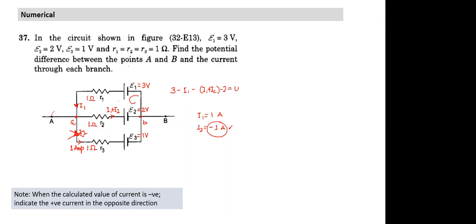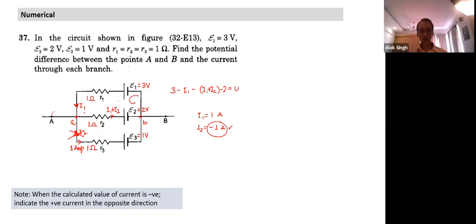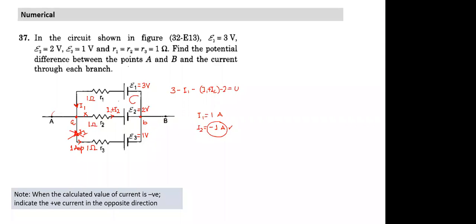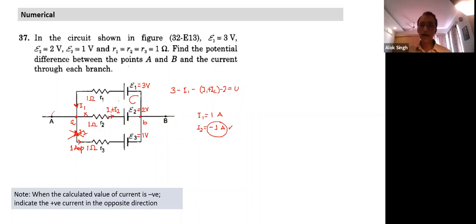It means that there's no current through the battery. No current will flow through. Why is no current flowing through? If I ask, without calculation, what is the potential difference between point A and B, it is going to come to 2 volts. Why is that? When is the current not flowing through a battery?